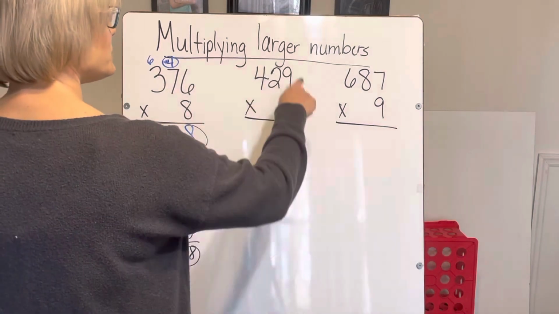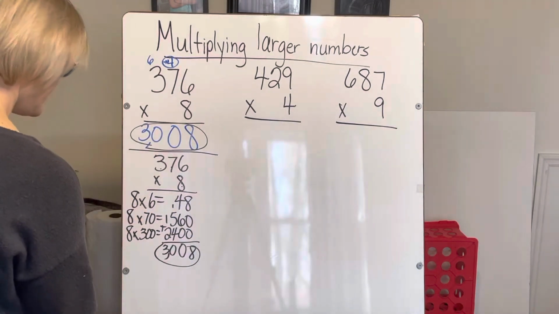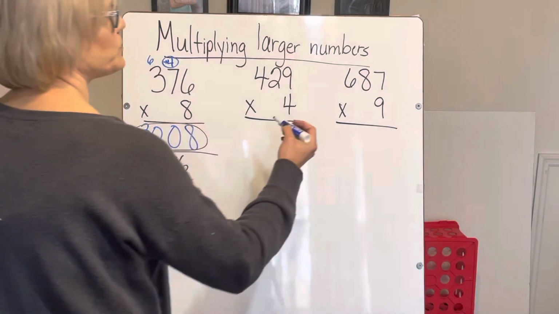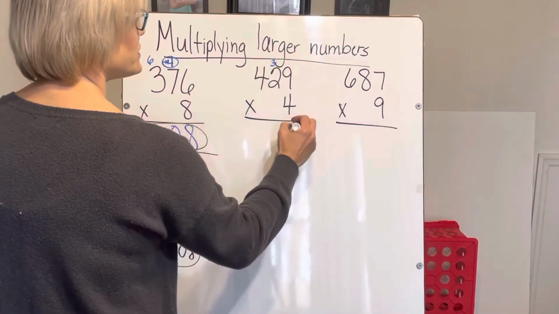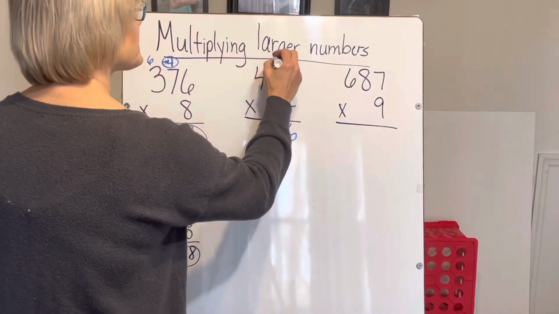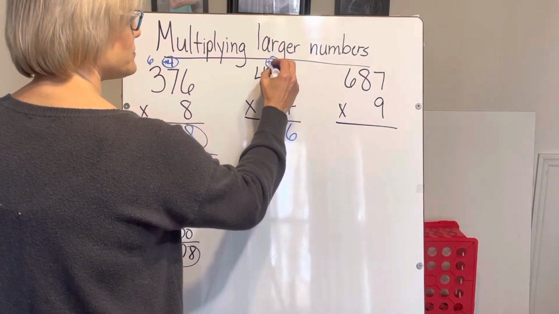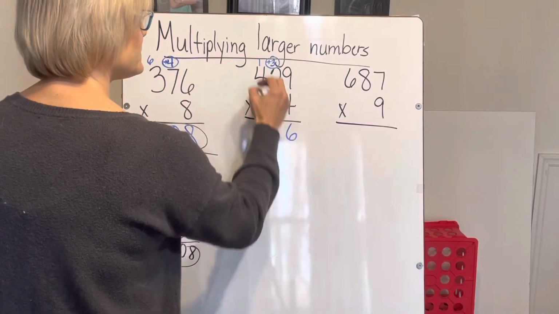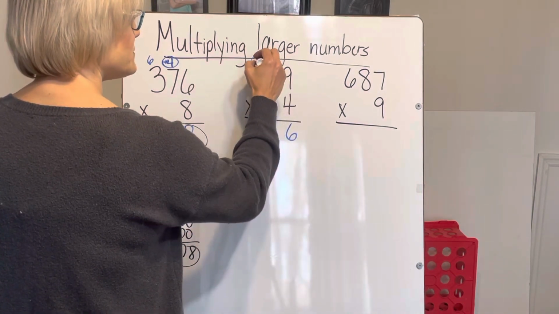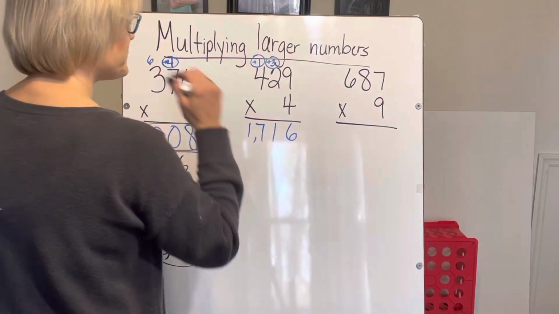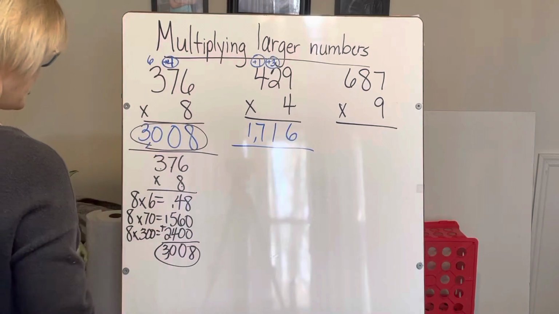Now, let's go on to another one, 429 times 4. We'll start off again with the traditional way to do the multiplication. So we have 4 times 9, which is 36. Then we have 4 times 2, which is 8, plus 3 more, which is 11. 4 times 4, which is 16, plus 1 more, which is 17. Now we can try it the partial product way.